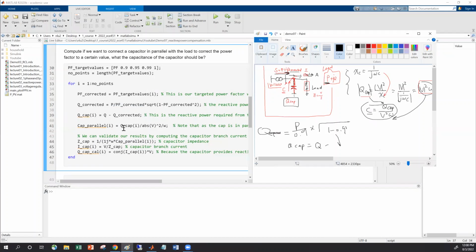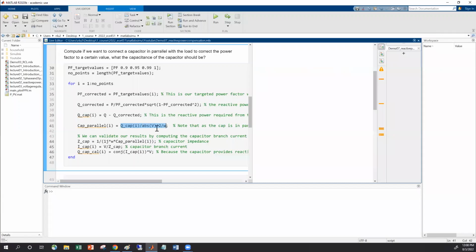So this way we would be able to use this equation, because we already know the Q cap right here. We already know the Q cap, okay? The Q cap is computed from right here, and then divided by V squared divided by omega. So this is how this equation is done, right?